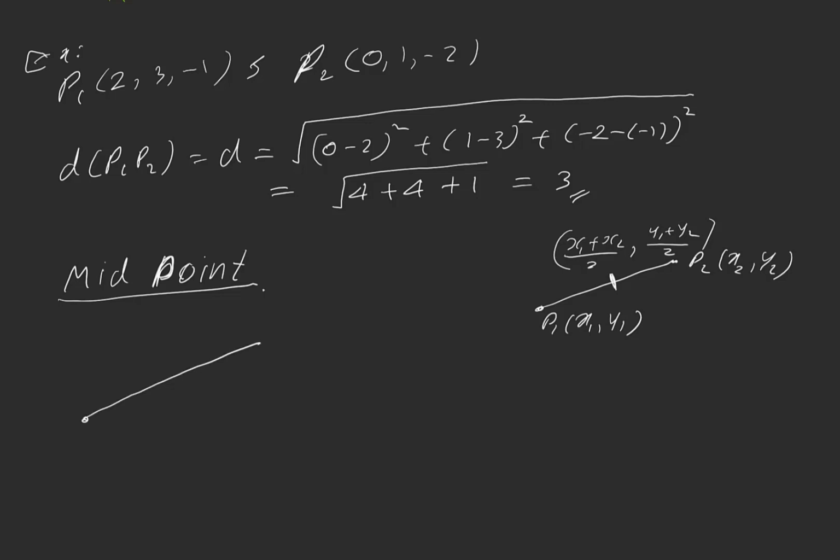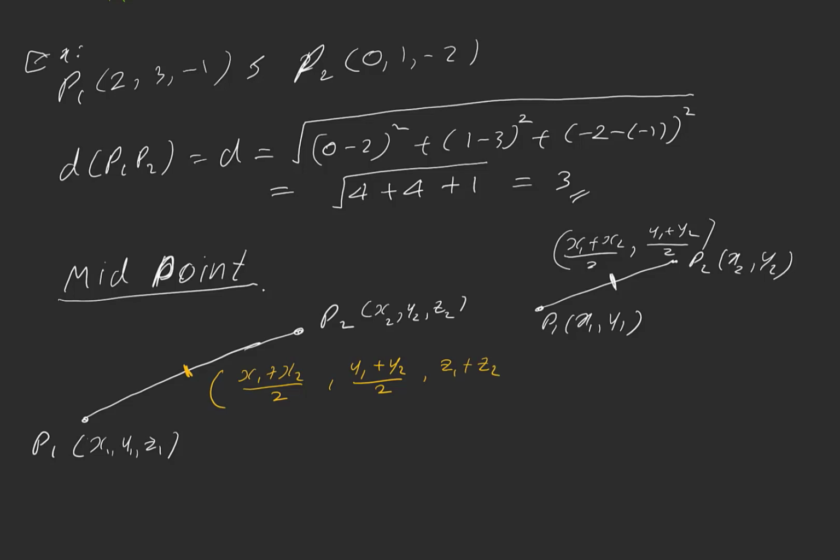of P1 and P2 line in the space? So we know x1, y1, z1, here x2, y2, z2. Anybody can guess? I think yes, you already know that. But let me tell you, this is x1 plus x2 divided by 2, y1 plus y2 divided by 2, and z1 plus z2 divided by 2. So that is the midpoint.